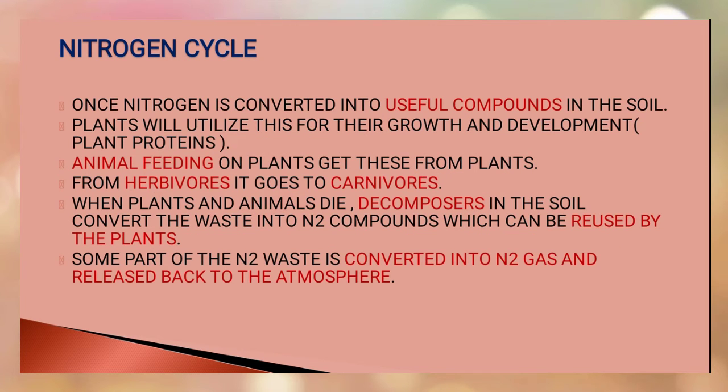Once nitrogen is converted into useful compounds in the soil, plants will utilize this for their growth and development. Animals feeding on plants get these from plants. From herbivores, it goes to carnivores. When plants and animals die, decomposers in the soil convert the waste into nitrogen compounds which can be reused by the plants. Some part of nitrogen waste is converted into nitrogen gas and released back to the atmosphere.